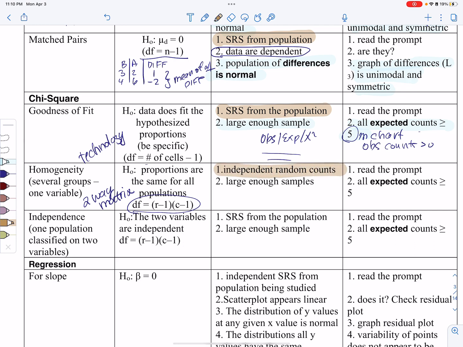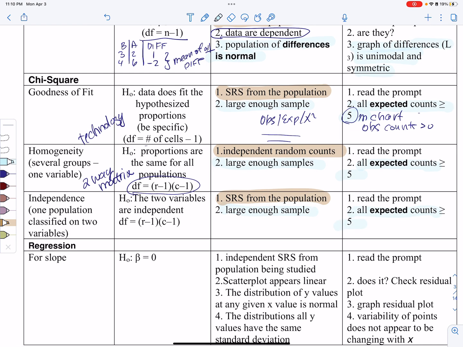Independent random counts is the R. The large enough samples, we have 1, again, expected counts. And as you can see, for this one you don't have to do as much. This one's SRS from the population and large enough sample. All expected counts are greater than 5, and that's for independence. You do the same two-way matrix for both of these.